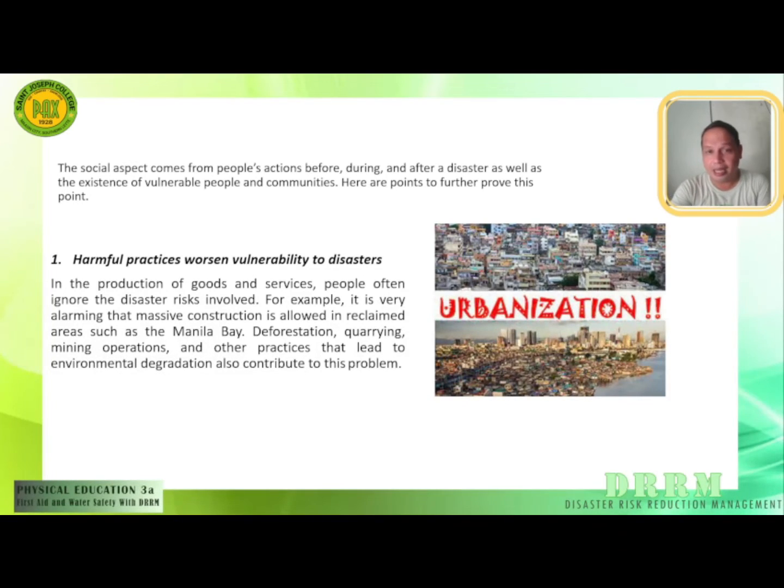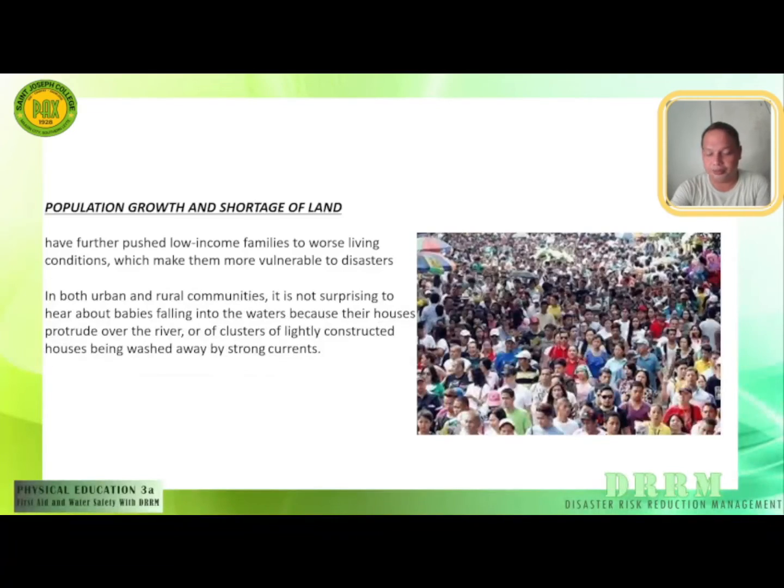So, are you happy with that? Anyway, let's continue. Population growth.